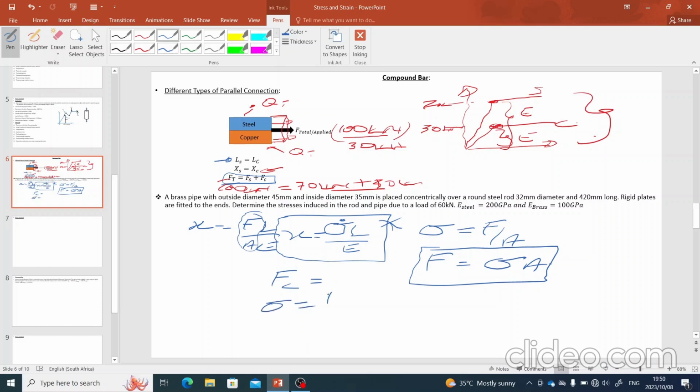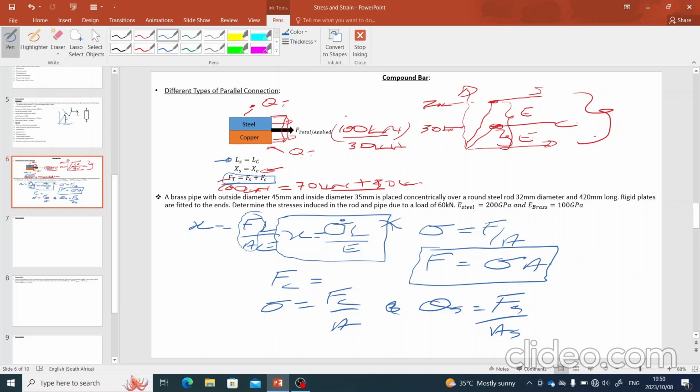Then the stress in copper will be force copper over area copper, and the stress in steel will be force steel over area steel. Then you get the stresses. Whether you work it out from the force perspective or from the stress perspective, it doesn't matter. Your answer will be the same and the correct one.